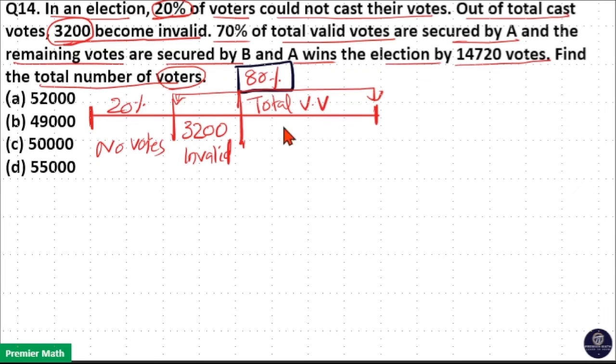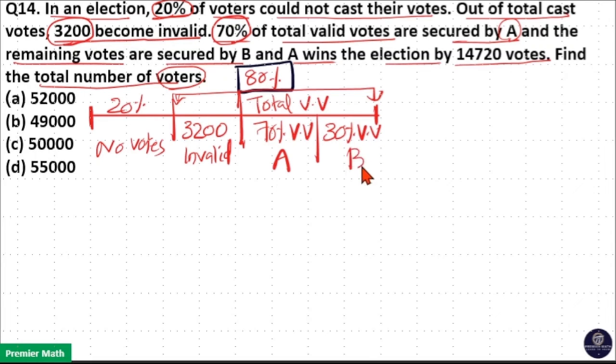Now, 70% of the total valid votes secured by A. So, out of this total valid vote, 70% of valid vote secured by A. So, remaining 30% valid vote secured by B.